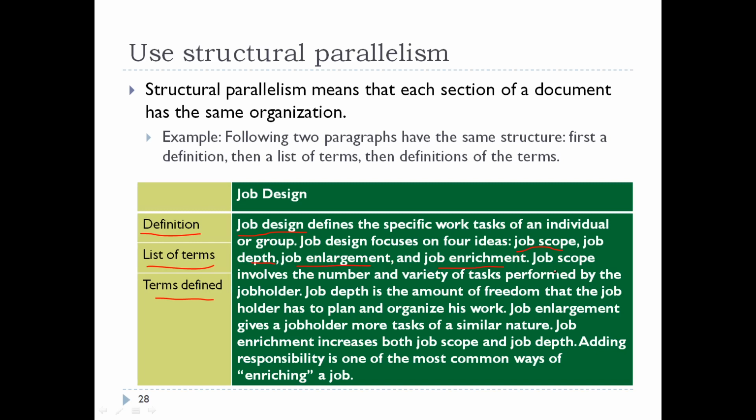And then the terms are defined. Job scope involves the number and variety of tasks performed by the job holder. So here is repetition as well as sequencing. Job depth. The list mentioned first job scope, then job depth, then job enlargement, and then job enrichment. All the terms are repeated and presented in the same sequence as they are mentioned in the list. This is the structure followed in this paragraph: first a definition, then a list of terms, and then the definitions of those terms.